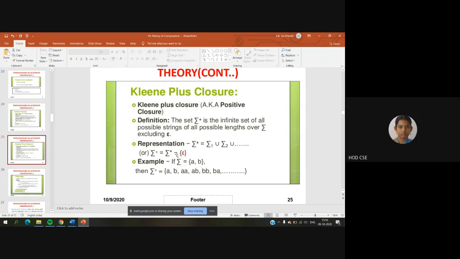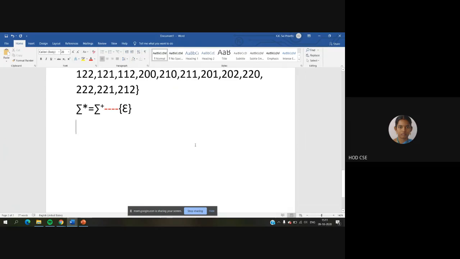The minus here is called a set difference. Set difference, because sigma plus is also a set, sigma closure is also a set. Epsilon is denoted inside a set. So this minus is called a set difference. So here I am giving you the question. What is the operator you can fill? Anyone? Minus.